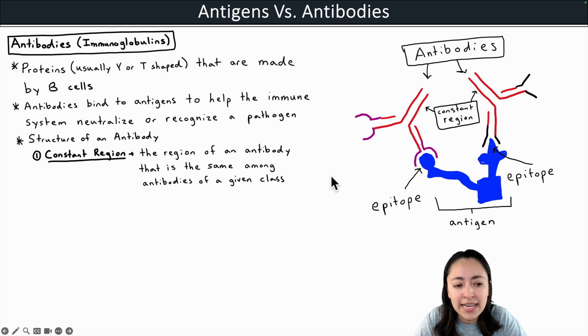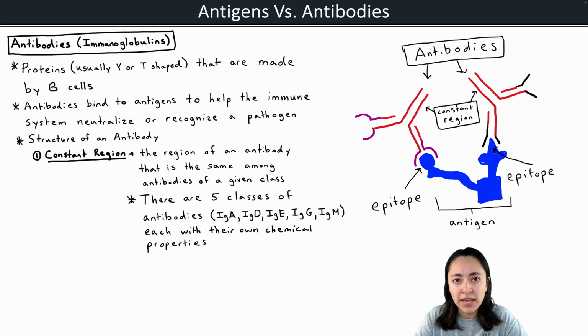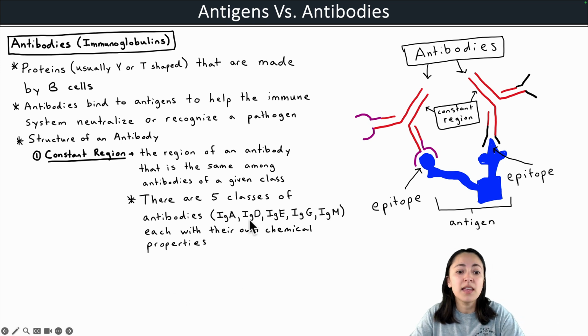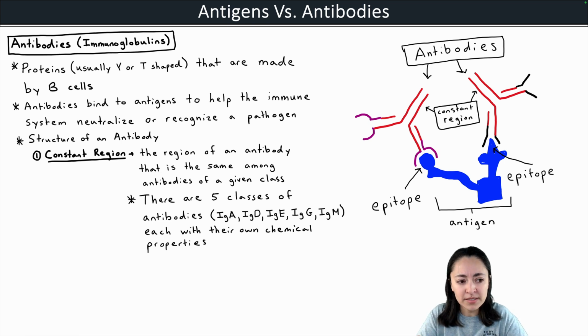This is the region of an antibody that is the same among antibodies of a given class. There are actually five classes of antibodies: immunoglobulin A, D, E, G, and M, each with their own chemical properties. All of the antibodies in the immunoglobulin A class have the same constant region. For example, all the antibodies in the immunoglobulin D class would have the same constant region, and that's what gives them their certain chemical properties.